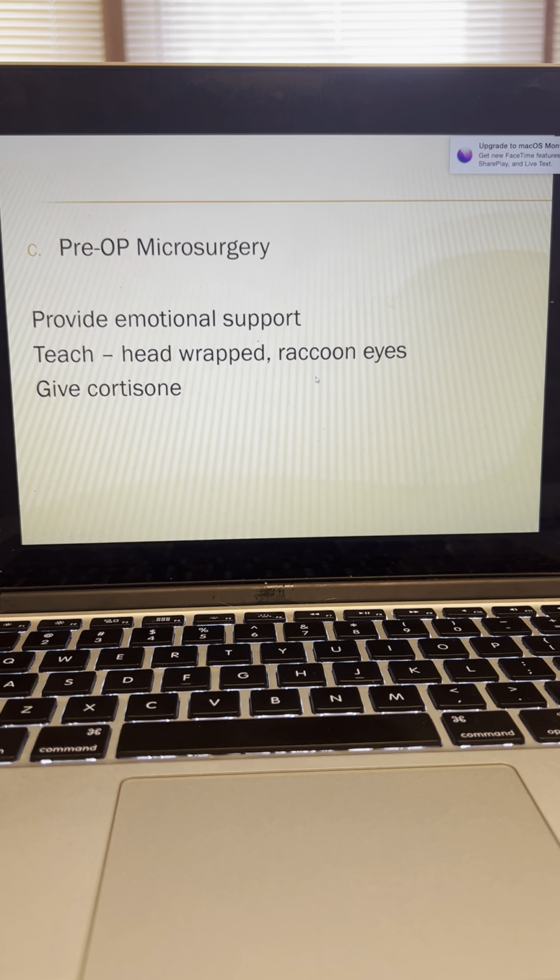Preoperatively, we want to provide for good emotional support, teach them that their head will be wrapped. They'll probably have raccoon eyes because blood and drainage will collect around the eye area, so they'll be black and blue, and they need to have cortisone. Cortisone helps them deal with stress, and we're going to be disrupting that process here for a while.